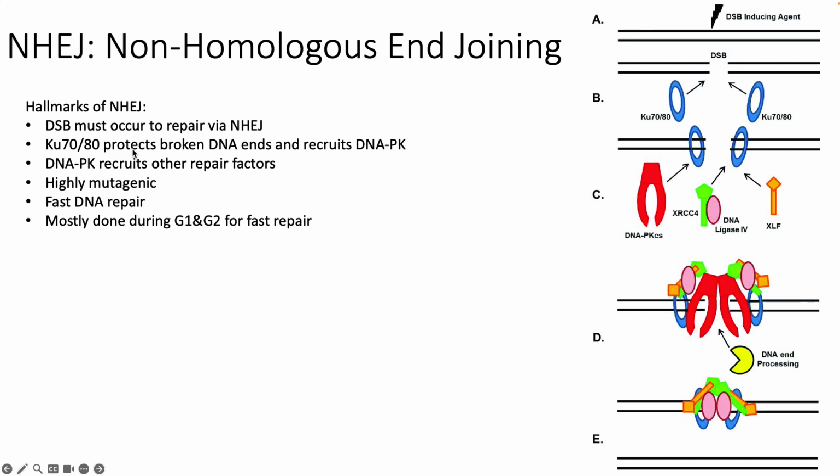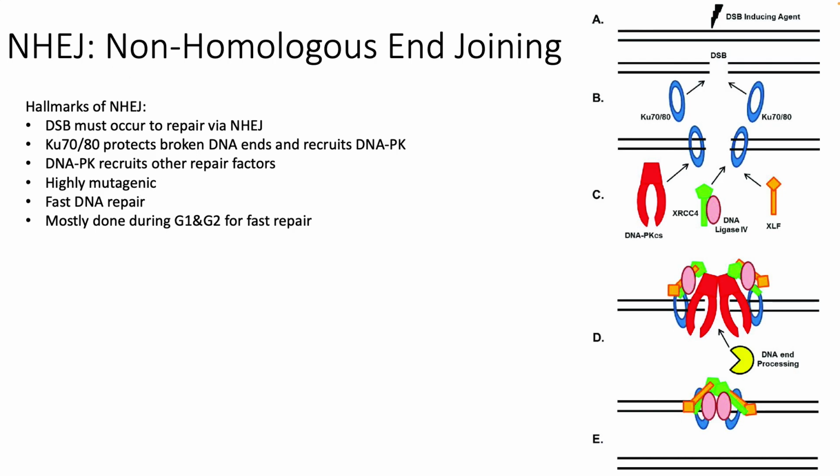So NHEJ requires the proteins Ku70/80 to protect the broken ends of DNA, and then it recruits DNA-PK. DNA-PK is DNA-dependent protein kinase, which means it can phosphorylate other proteins, and this causes the recruitment of other repair factors. A hallmark of NHEJ is that it's highly mutagenic because there can be a lot of misfilling in of DNA bases, because they're not using a template.